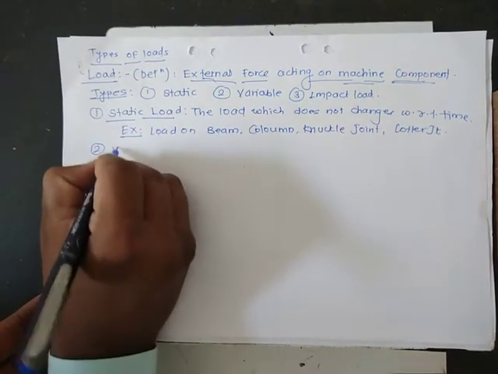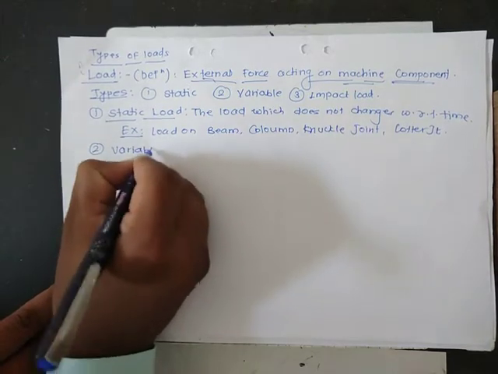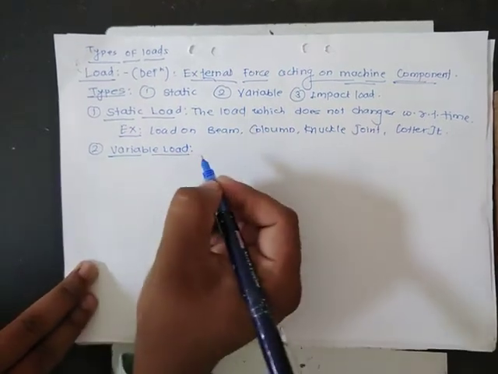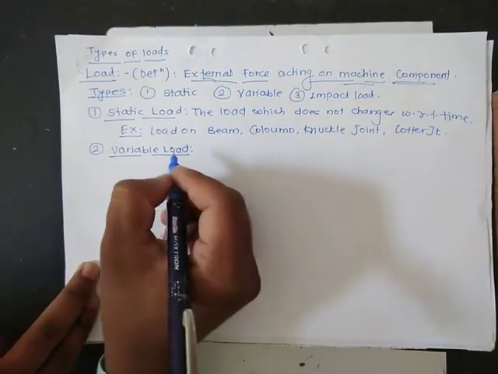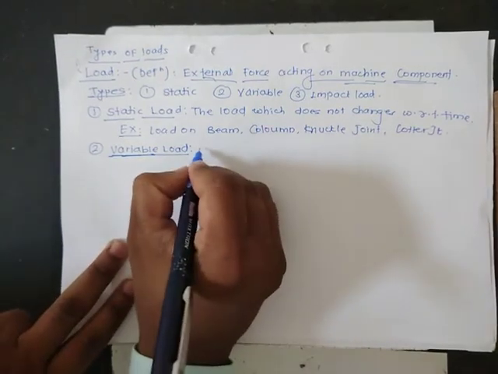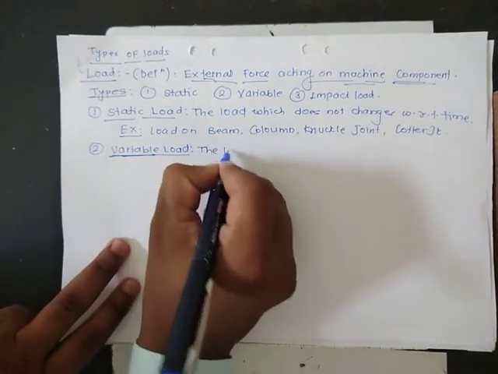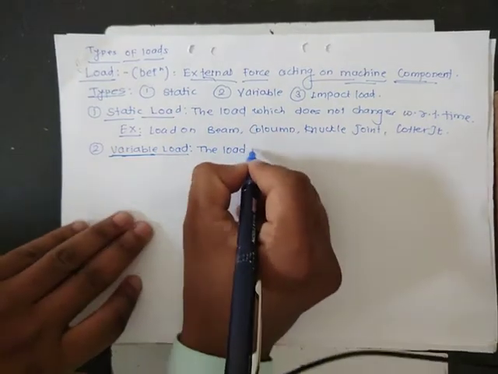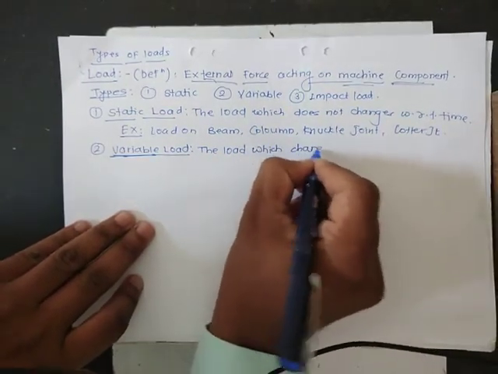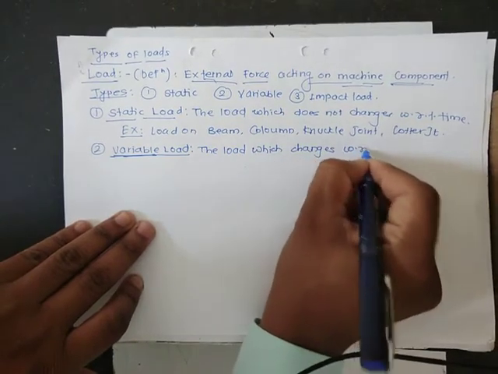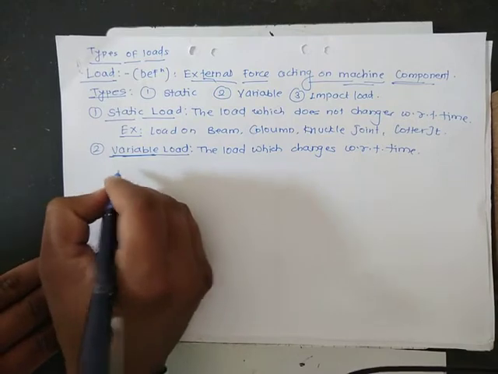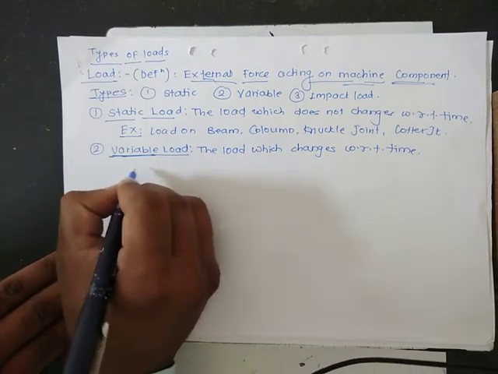Now the second is variable load. From the name itself you can identify which type of load it is. The load that varies with respect to time. So we can define it like this: the load which changes with respect to time is called variable load.